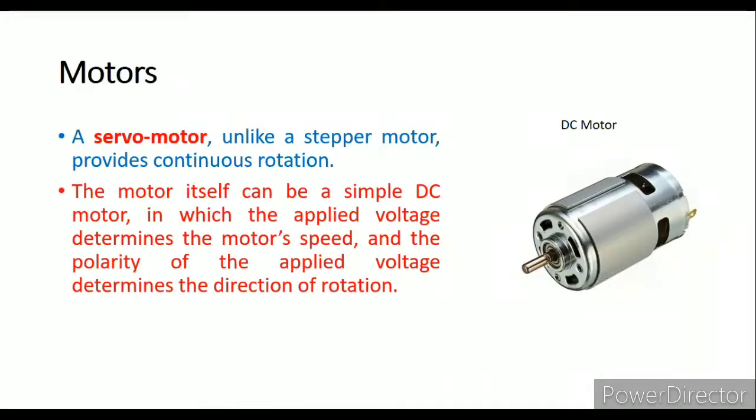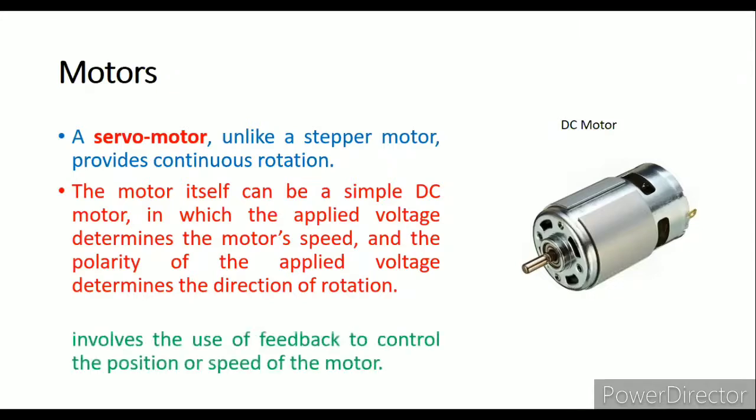The motor itself can be a simple DC motor in which the applied voltage determines the motor speed, and the polarity of the applied voltage determines the direction of the rotation. If you see the concept already in the HDL lab, we have seen how it was operated. We have controlled the DC motor speed with different configurations of the select signal. So the user has control over what speed we can run the DC motor at, and what current is being passed with the help of the circuit.